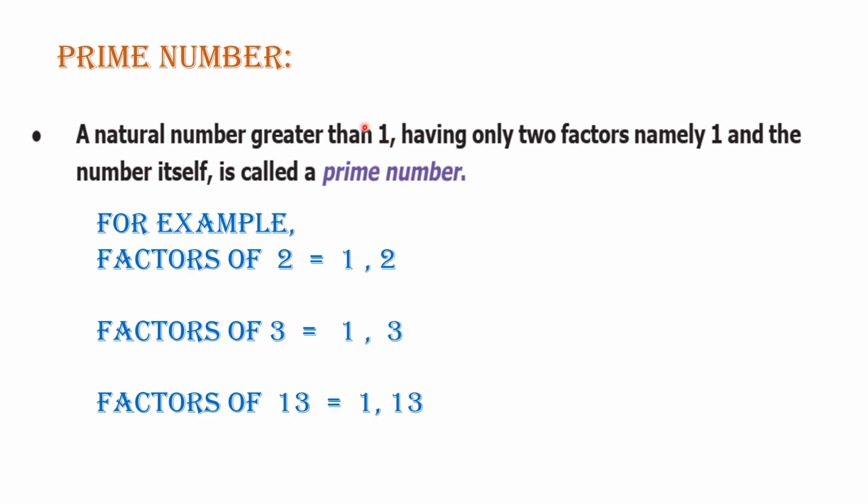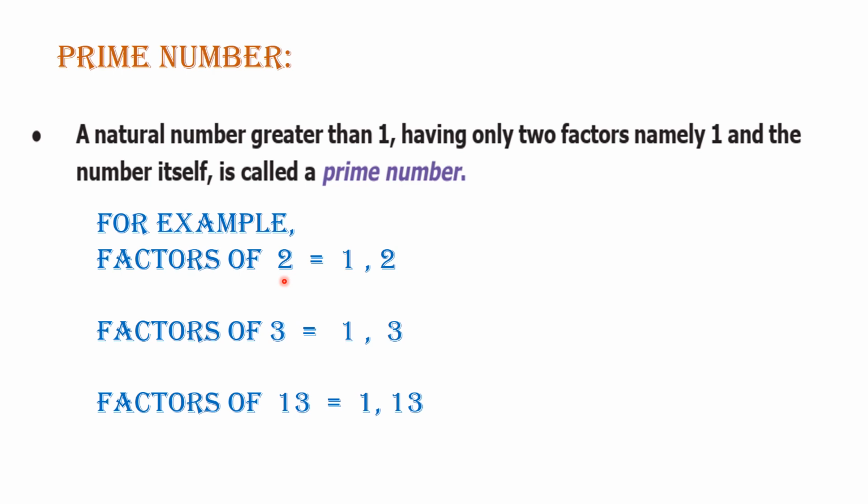Why 1 is not a prime number? What are the factors of 1? 1 is equal to 1 cross 1, just 1, only one number. So it cannot be a prime number nor a composite number. For example, 2. What are the factors of 2?